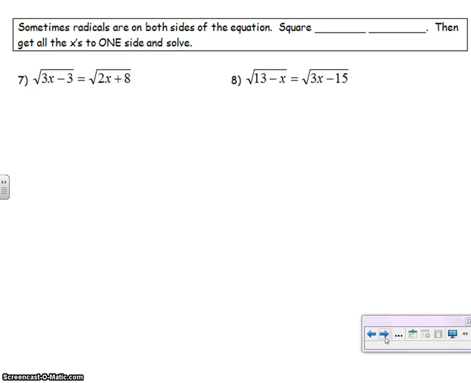Next, sometimes there are radicals on both sides of the equation. So what we will do is we will square both sides, then we'll get the x's to one side and solve. So we look at number 7, we have two things being square rooted. I don't think that's correct English, but we're going to go ahead and square both sides. And then we're just left with what's underneath the radical. So 3x minus 3 is equal to 2x plus 8. We'll subtract 2x from both sides.